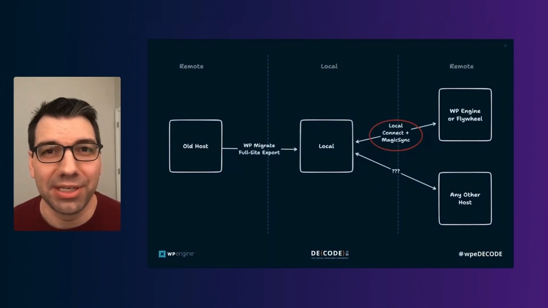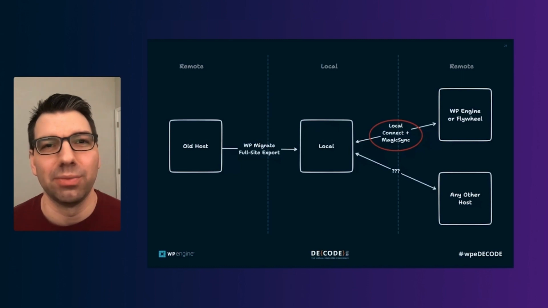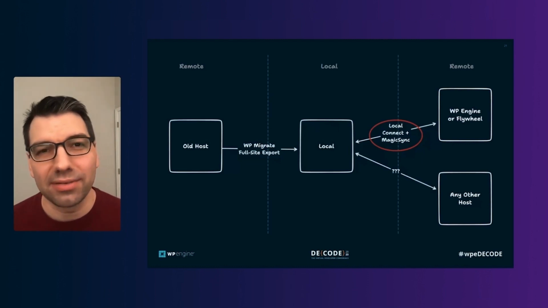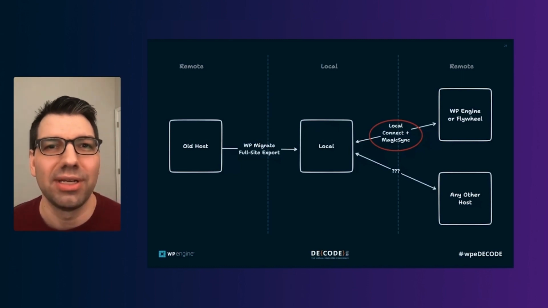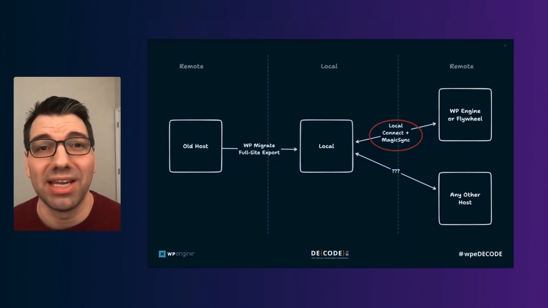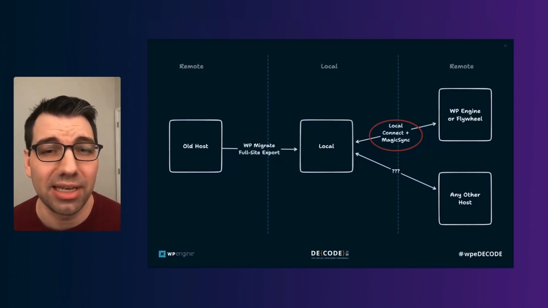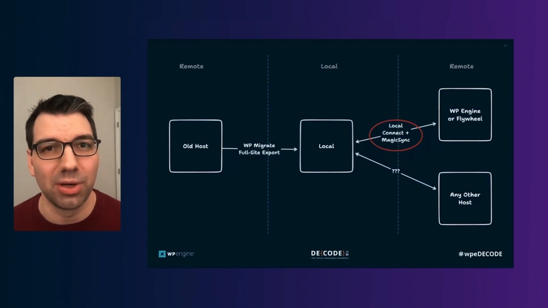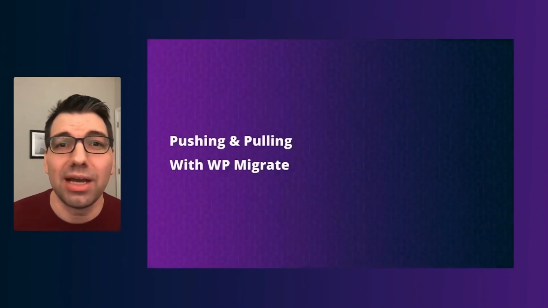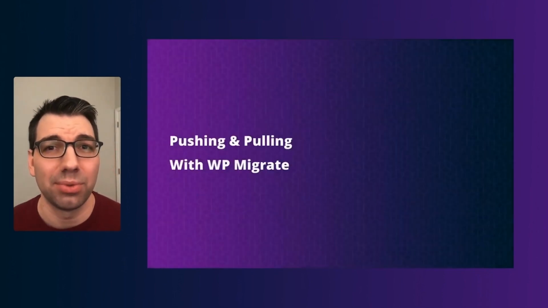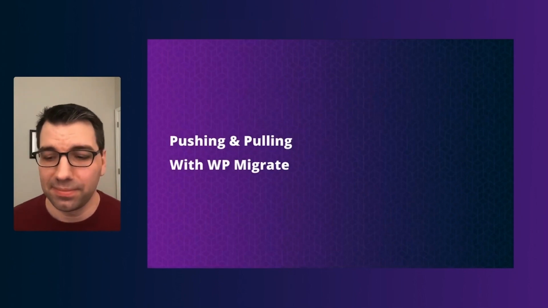Hey, thanks, Austin. I appreciate you running us through the Local to WP Engine workflow, but we know that you don't always have control over your hosting provider. So the next workflow is going to show you how to migrate between any two WordPress environments. In this case, going from Local up to any other web host. To do that, we're going to use a concept called pushing and pulling using WP Migrate.